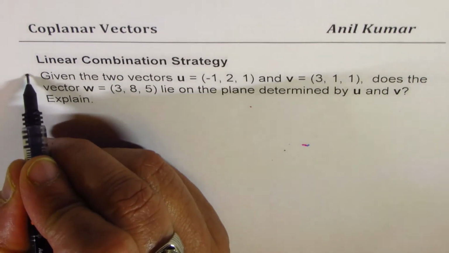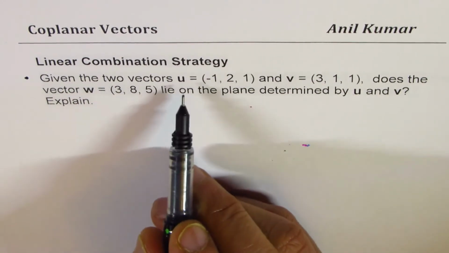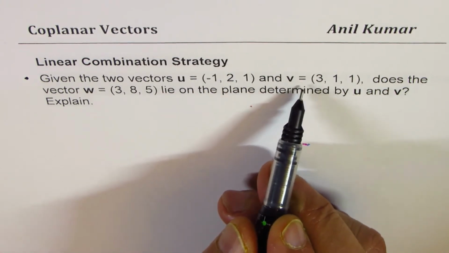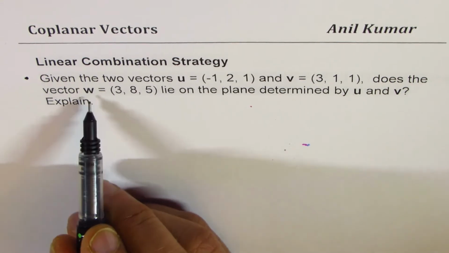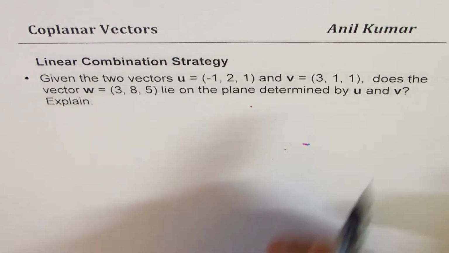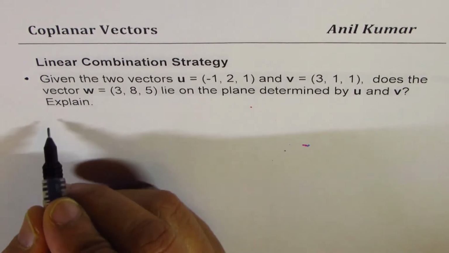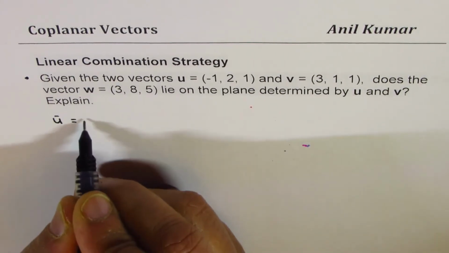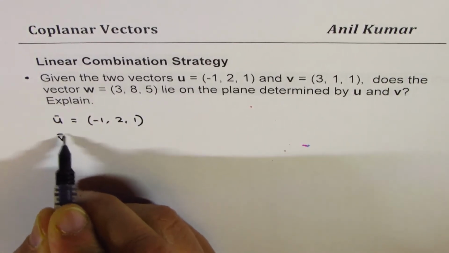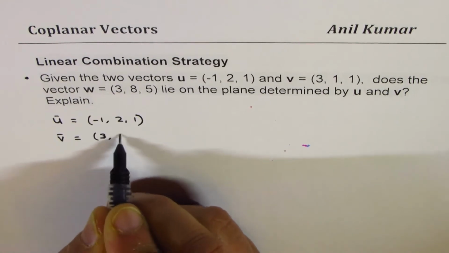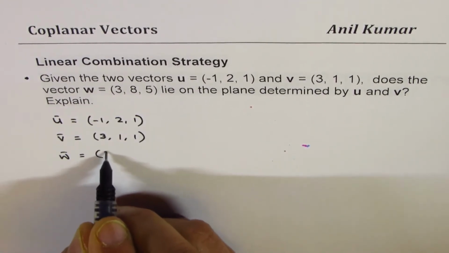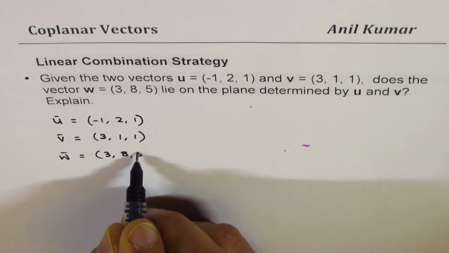We have an example here. Given two vectors U equals (-1, 2, 1) and V equals (3, 1, 1), does the vector W lie on the plane determined by U and V? So vector U is given as (-1, 2, 1). Vector V is (3, 1, 1). Vector W is (3, 8, 5).